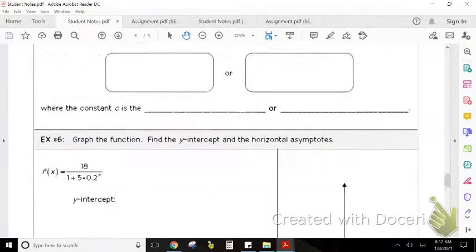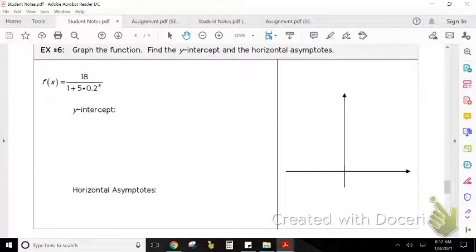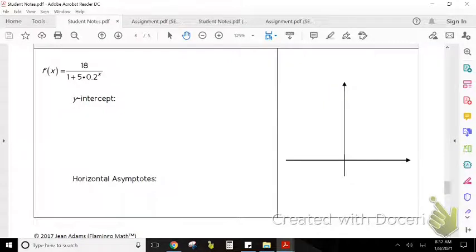All right, so example 6 is to graph the function. Find the y-intercept and the horizontal asymptotes. So we have f of x equals 18 over 1 plus 5 times 0.2 raised to the x. Well, remember, your y-intercept is just when x is 0. So let's do that. We're going to plug in when x is 0, so we're looking for f of 0. And I'm going to do this without the calculator so we can walk through the steps.